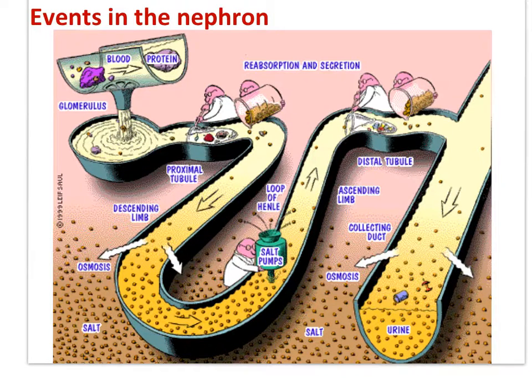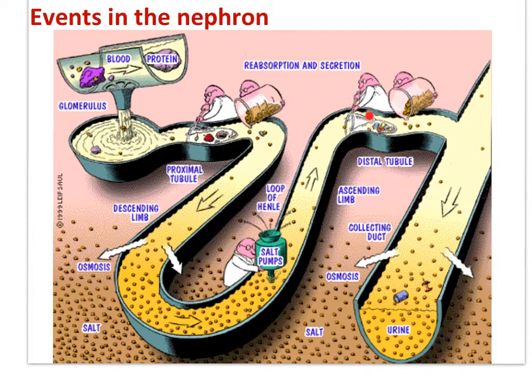Here is a fun diagram to study. Ultrafiltration at the glomerulus as the filtrate flows into Bowman's capsule. Reabsorption and secretion along the proximal convoluted tubule. In the descending limb of the loop of Henle, the filtrate becomes concentrated as water flows out of the tubule into the interstitial fluid. The transport of salt out of the ascending limb establishes a gradient, hypertonic interstitial fluid in the medulla and hypotonic interstitial fluid in the cortex.